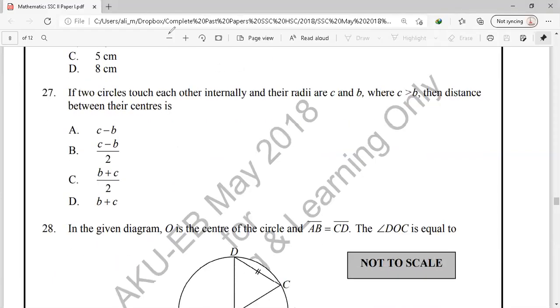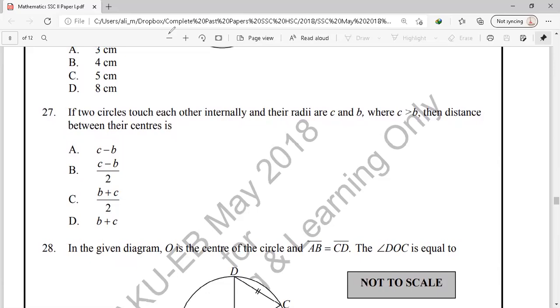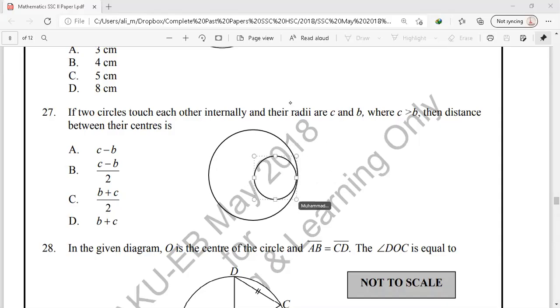Let's see question number 27. In question number 27, we have two circles that touch each other internally. So let's say we have two circles that are touching internally. This is our first circle and this is our second circle, and both of these circles touch internally.